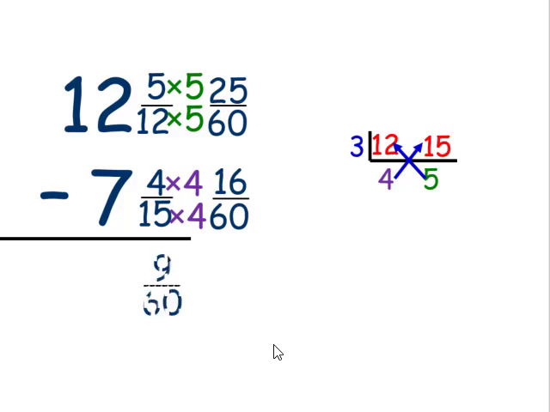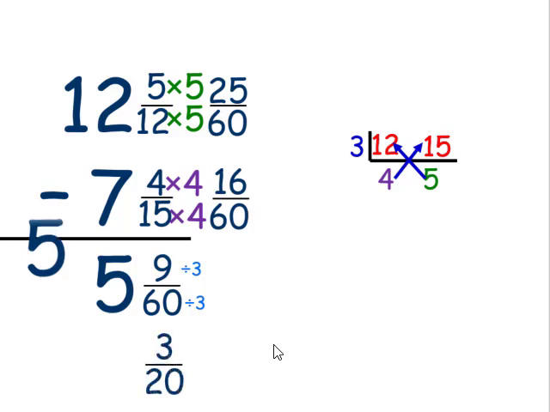25 minus 16 is 9 over 60. 12 minus 7 is 5. Since this is not in simplest form, we'll be able to factor out a 3. 9 divided by 3 is 3, and 60 divided by 3 is 20. Giving us our final answer of 5 and 3/20.